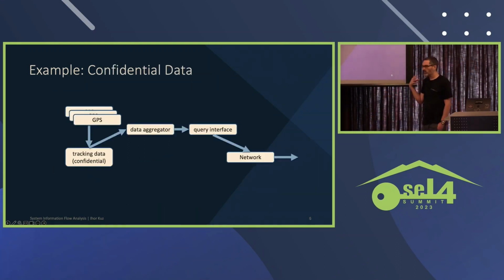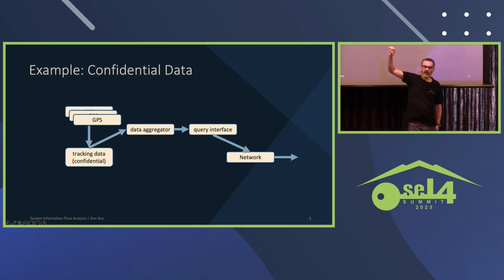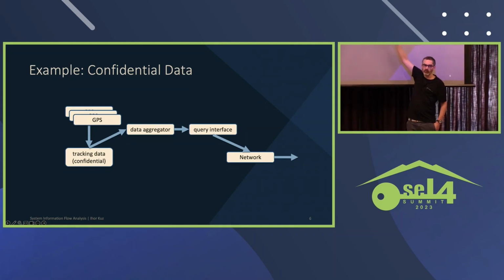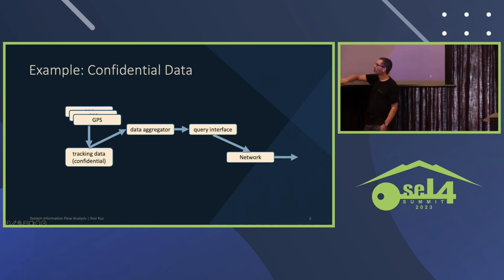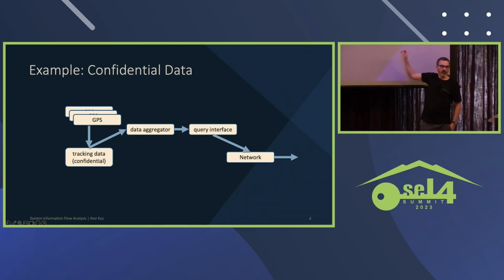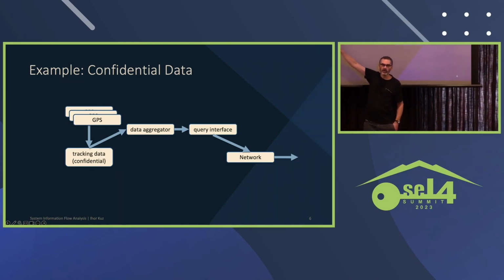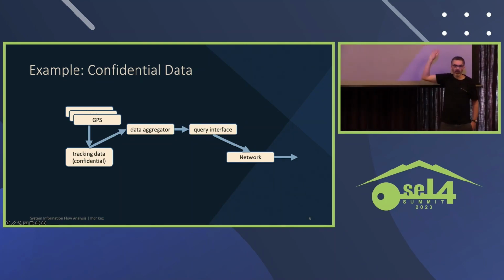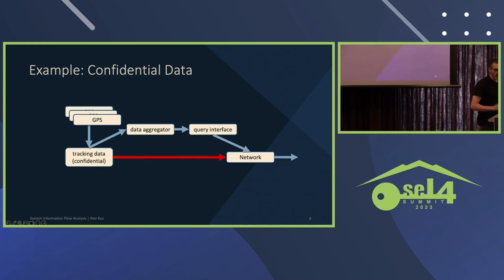Another example is private or confidential data in a system. We have some GPS that's tracking people, for example, collecting this data, and then aggregating it and making it available over a network through a query interface. What we don't want to happen in this system is for the raw confidential data to be exfiltrated directly through the network. For example, if some malicious code is running in this tracking data component, we don't want it to be able to exfiltrate that data somewhere else without going through these components and having to actually filter it. So we don't want that red arrow to happen.